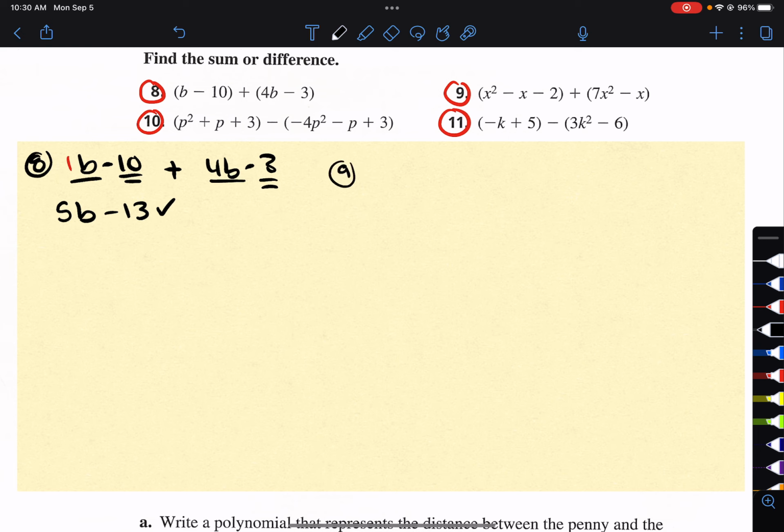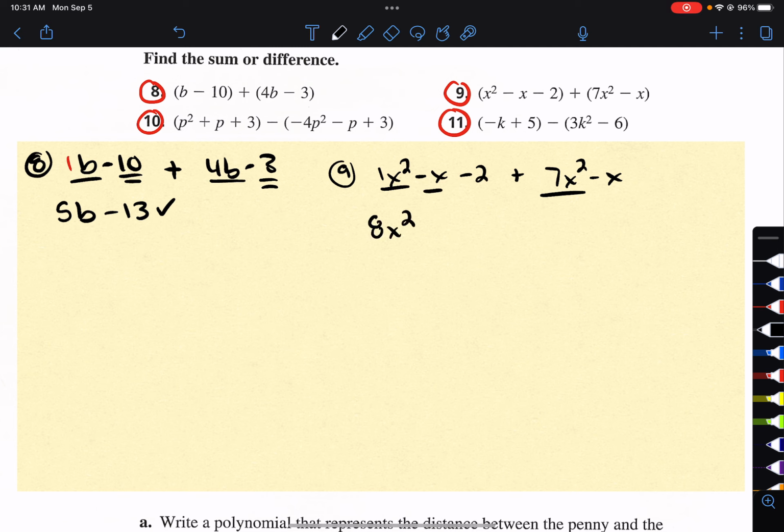Number 9, x squared minus x minus 2 plus 7x squared minus x. I can't change anything in the parentheses, and it's just a plus in the front. So I can get rid of my parentheses, right? And let's look for like terms. X squared, we better just put one line under that one, and 7x squareds. So that's like 1 plus 7, so that's 8x squared.